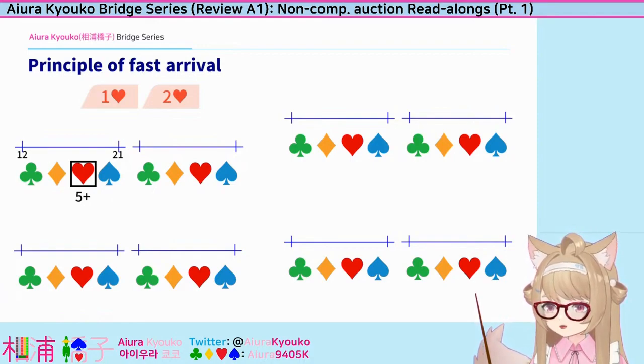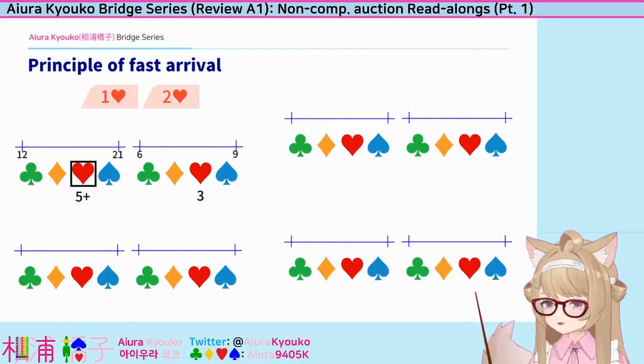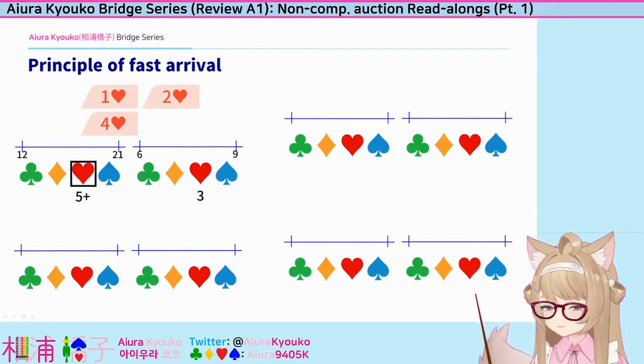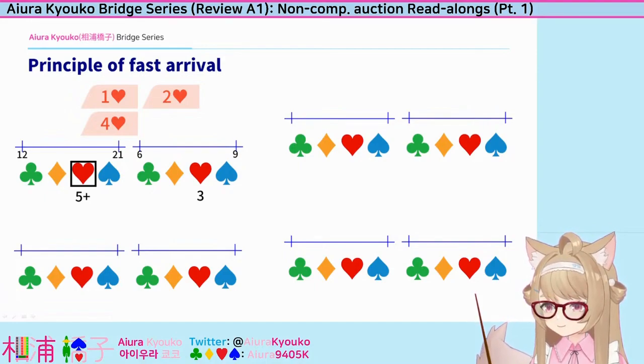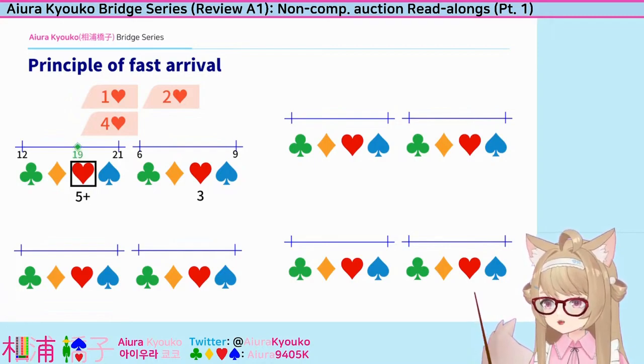So it's a simple raise to that. Range is 6 to 9 and shows exactly 3. And then responder's immediate raise to game must be in a maximum range for an opening bid. So that's 19 through 21.